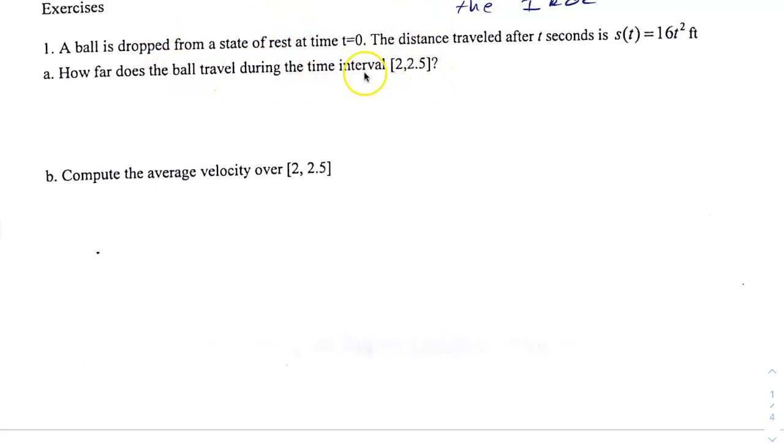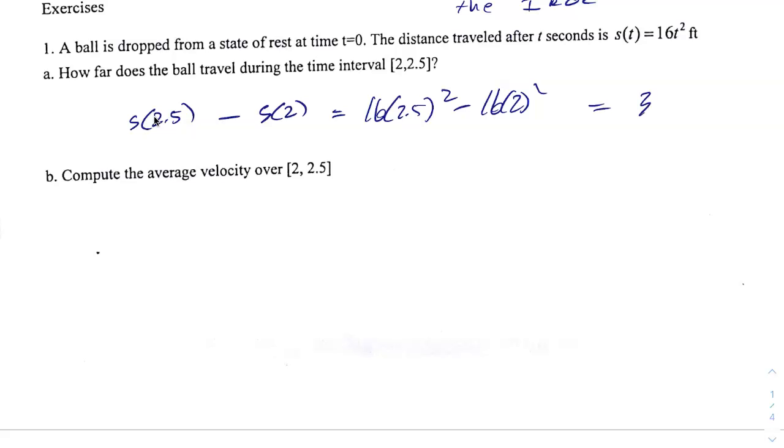So if you want to figure out how far the thing travels between 2 and 2.5, well, let's figure out first how far it travels in 2.5. Then we figure out how far it travels in 2, and then we subtract. That's all it is, right? Figure out where you're at 2, figure out where you're at 2.5, subtract them. So if I do this, I'm going to get 16 times 2.5 squared minus 16 times 2 squared. Put that into our calculator, and we get 36 feet.